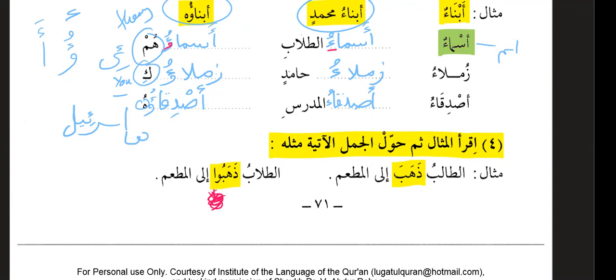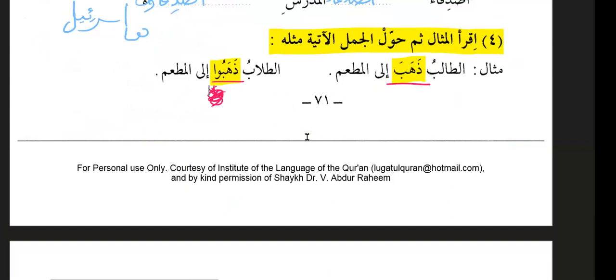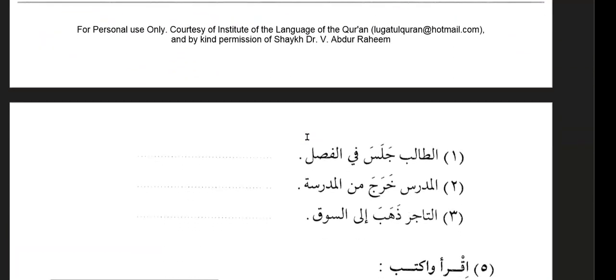That's book 2 stuff. So, example: الطالب ذهب إلى المطعم. The student went to the restaurant. الطلاب ذهبوا إلى المطعم. The students went to the restaurant. So we're changing the verb into plural. So let's have Lujain. We have الطالب جلس في الفصل.